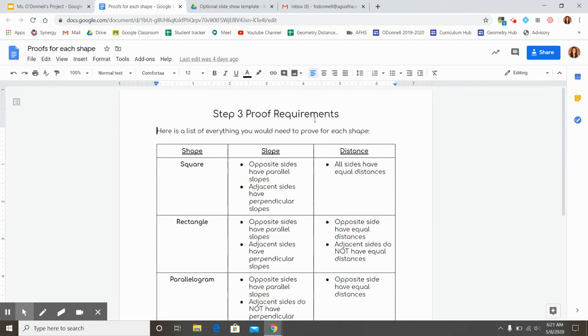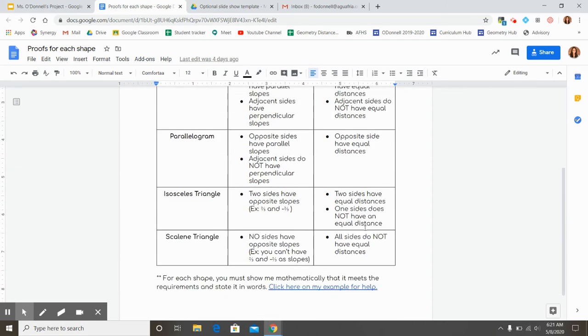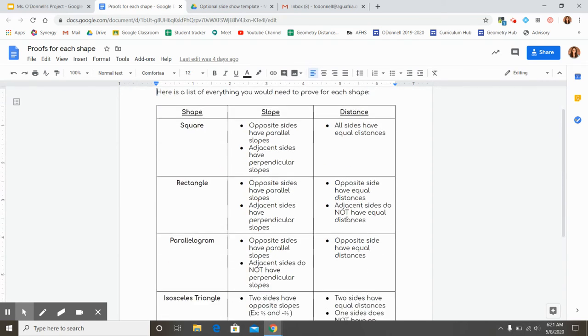So I gave you access to this sheet, which has all the proof requirements. So what you have to prove about your slopes, what you have to prove about your distances for each shape. A lot of you picked squares or rectangles. You just have to prove that opposite sides are parallel and adjacent sides are perpendicular. A lot of you, that's proving that you have 0 slopes and undefined slopes. So remember, 0 and undefined are perpendicular. And then proving about the distances.